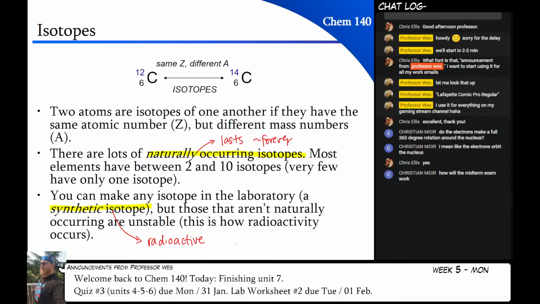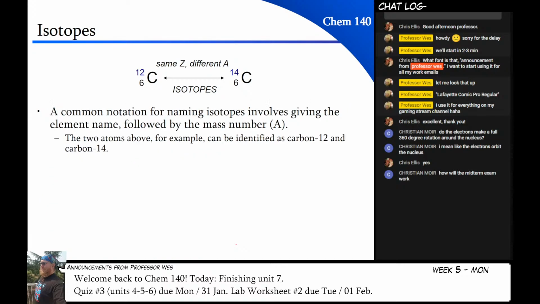For our purposes, the synthetic isotopes are interesting, but are not going to be relevant to today's discussion. We'll talk about synthetic isotopes and the radioactive particles they emit in Chem 161 a little bit. But for today's focus, we're going to stick with the naturally occurring isotopes because these are going to be the ones that if I go dig up a sample of whatever element on Earth, we're going to want to use to calculate the average mass or the atomic weight of the atoms.